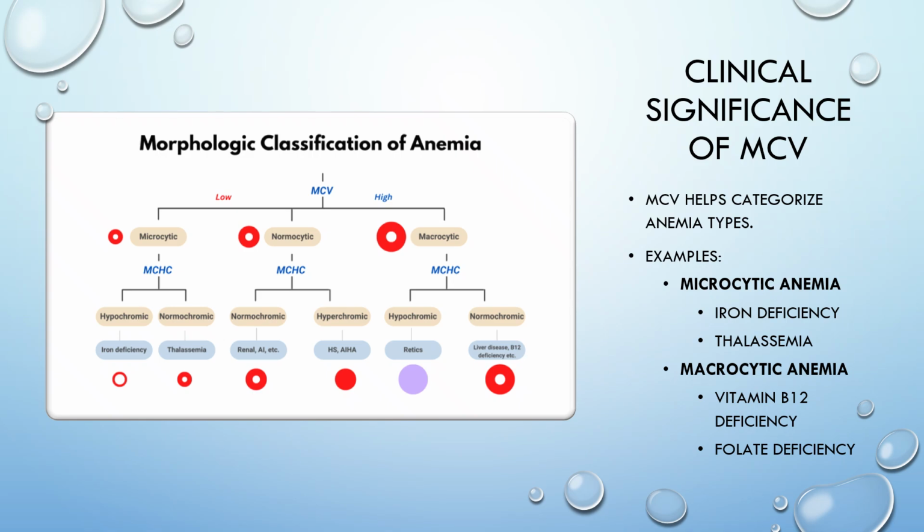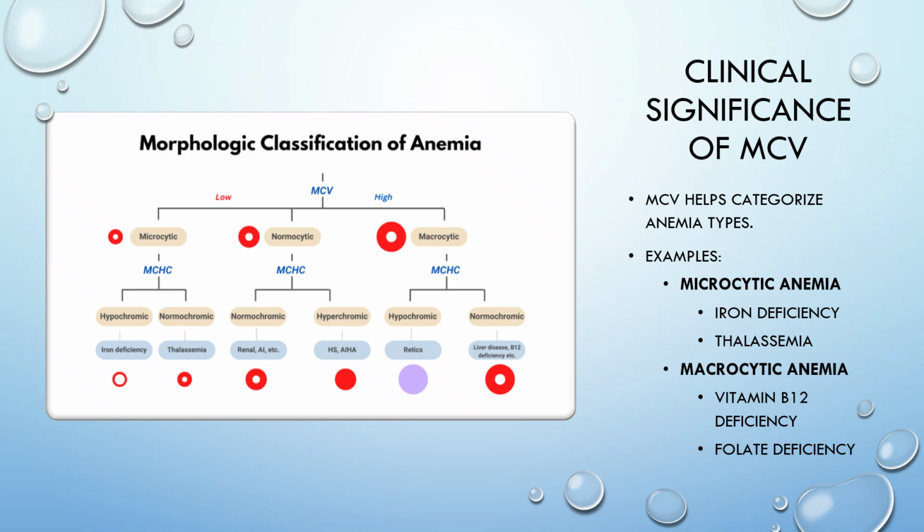Now that we know what MCV measures, let's talk about why it matters clinically. MCV is one of the most useful starting points when interpreting red blood cell abnormalities because it helps us categorize anemia patterns. Instead of jumping straight into a long list of possible diseases, MCV helps narrow the field very quickly. If the MCV is low, meaning the cells are microcytic, we immediately start thinking about conditions that produce smaller than normal red blood cells. Two classic examples you hear about often are iron deficiency anemia and thalassemia.